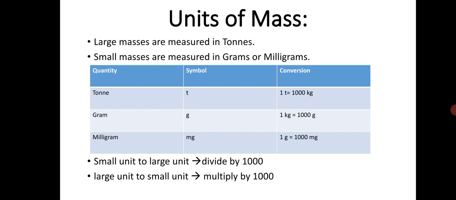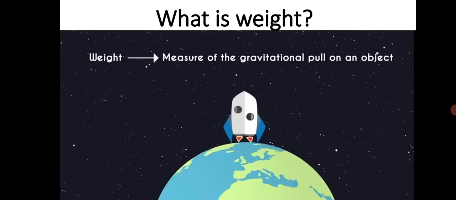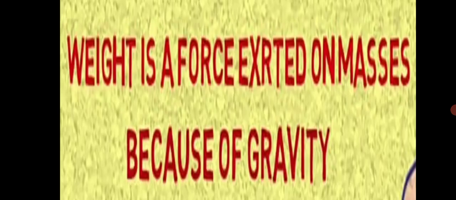And you already know how to convert one unit to the other unit. Smaller to bigger unit, we divide by 1000, and larger to smaller unit, we multiply by 1000. Now what is weight? How do we understand the weight of an object? Mass is nothing but the measure of how much matter an object has. And weight is a measure of how strongly gravity pulls on the matter. It's the measurement of the gravitational pull on an object. Or weight is a force exerted on masses because of gravity.